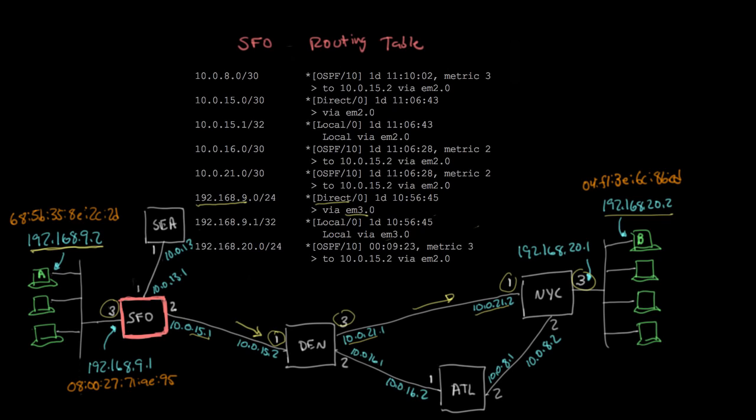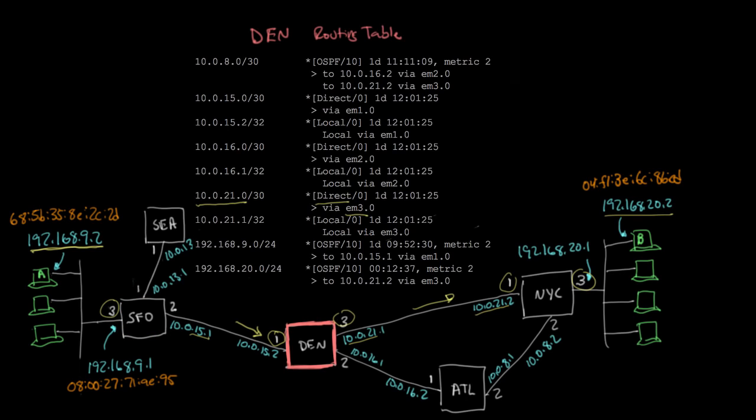Actually, one thing that I would point out, for example, is at Denver, if we're at Denver here, the route to 10.0.8/30, which would encompass 10.0.8.1 and 10.0.8.2, we actually have 2 different ways to get there. This one says you can go to 10.0.16.2, which is over here, via EM2, out this interface, or you can go to 10.0.21.2 via EM3, which is out this interface. And both of those have a metric of 2.